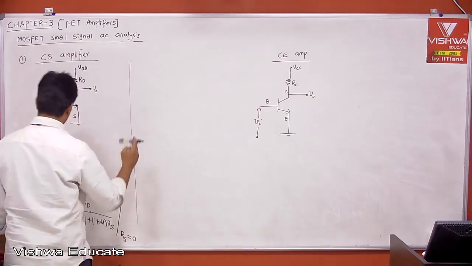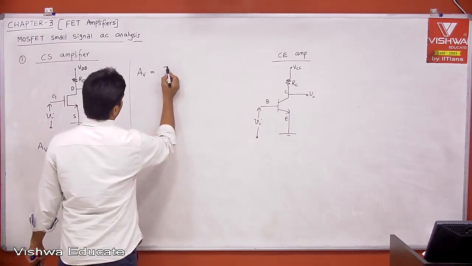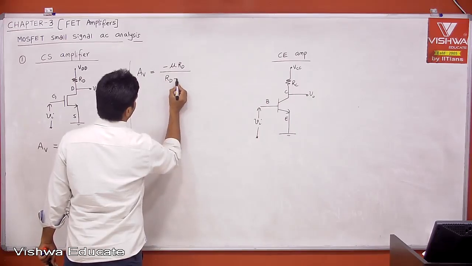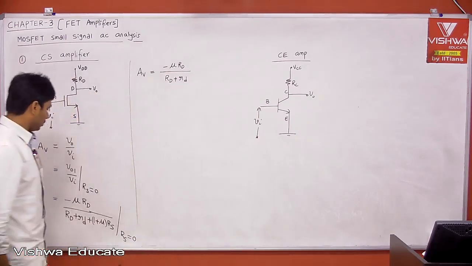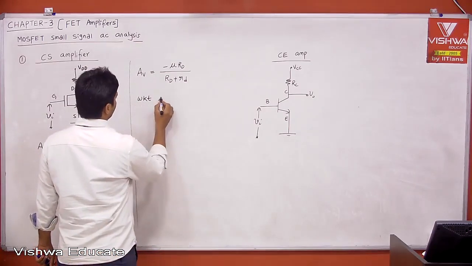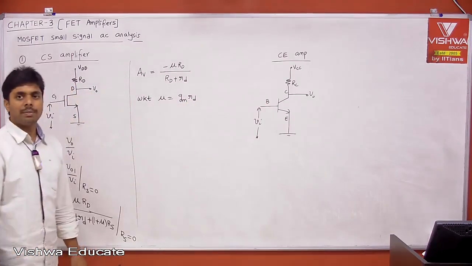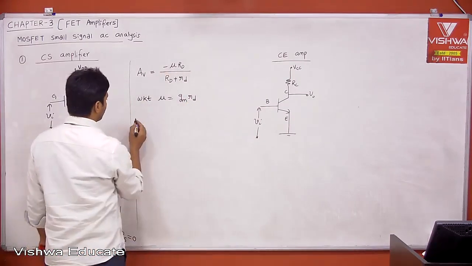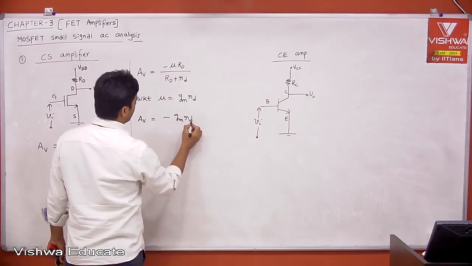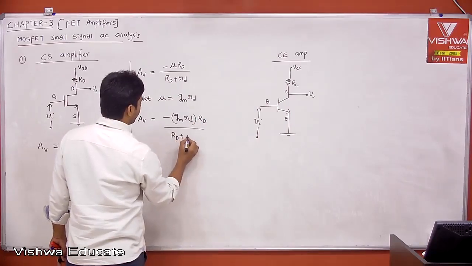But when RS is 0, substitute RS is 0, then what you get? AV is equal to minus mu into RD divided by capital RD plus small rd. Because RS is 0, then we know that what is mu? Mu is equal to GM into small rd. I told that this is amplification factor. You substitute, therefore AV is equal to minus GM into small rd times capital RD divided by capital RD plus small rd.